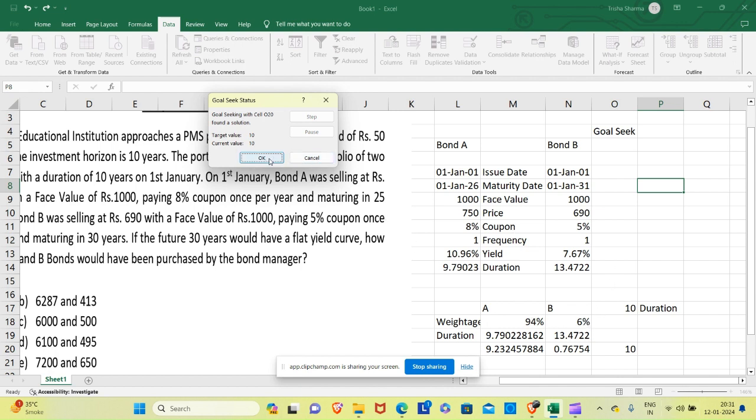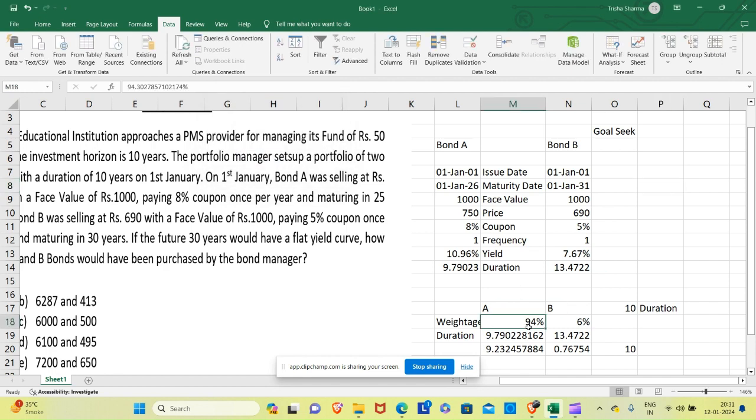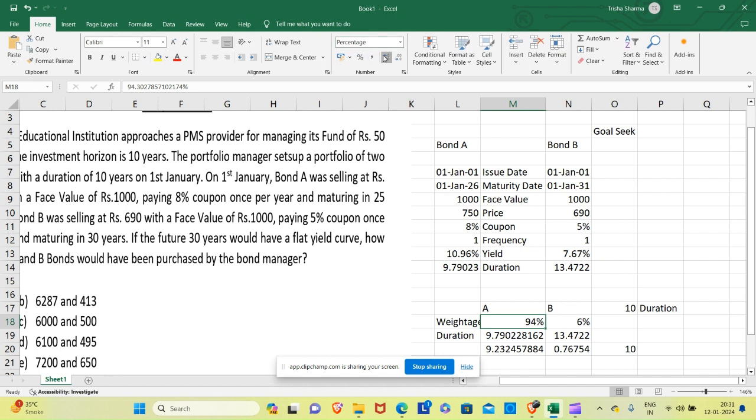Having done that, now we will see whether it is 94% precisely or something less. So we increase the decimal value and we get 94.3. And we will also increase this decimal value to see what it is. So it is 5.7. So bond A should have 94.3% weightage and bond B should have 5.7% weightage. And that is what will set your duration to 10. Now that you have set duration to 10, what should you do? You will go for exact purchase of the bonds.